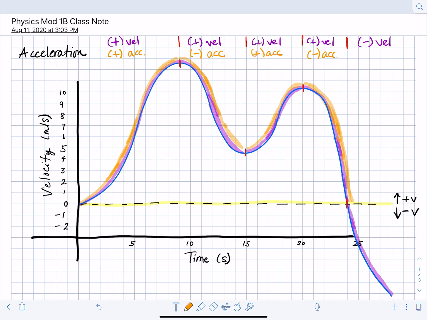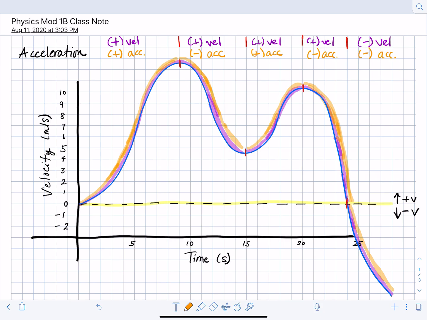And in the next section, we still have a negative slope. So we still have a negative acceleration, a negative value for acceleration. Okay, we're almost done here.